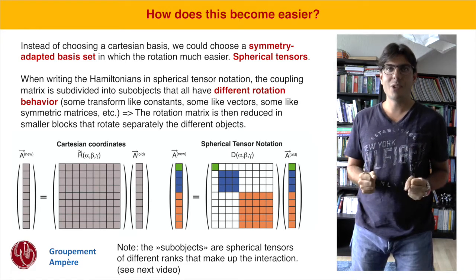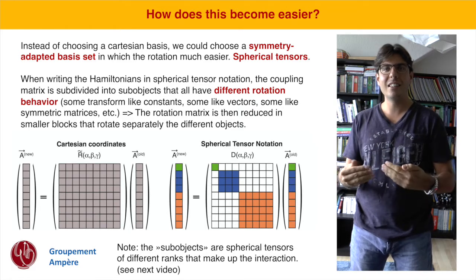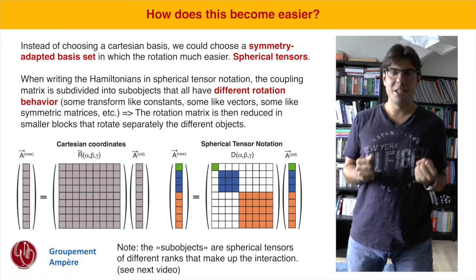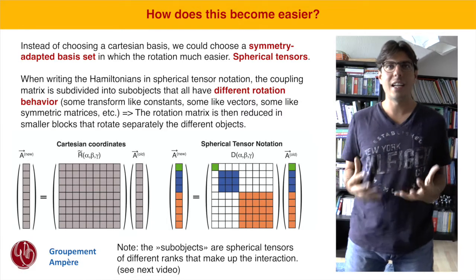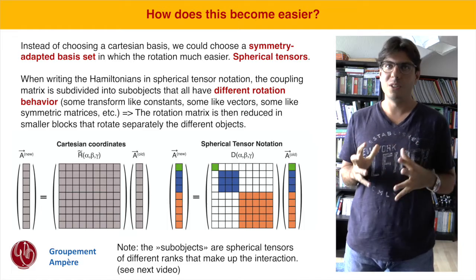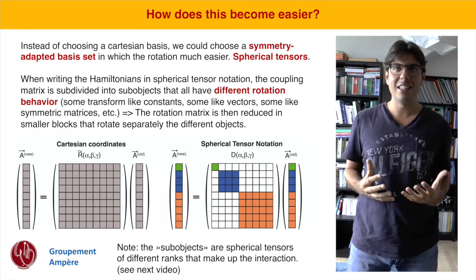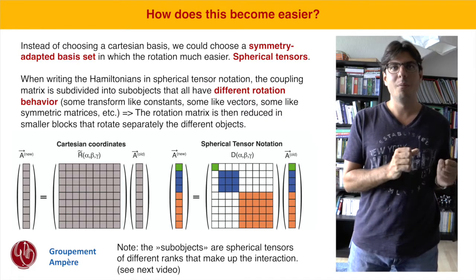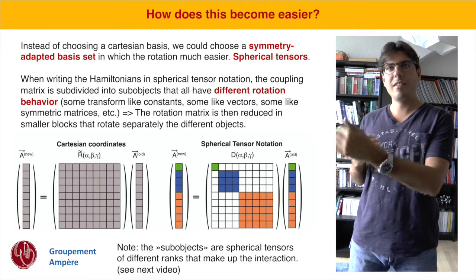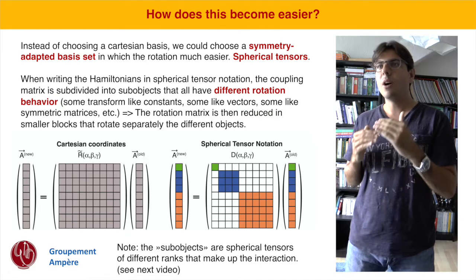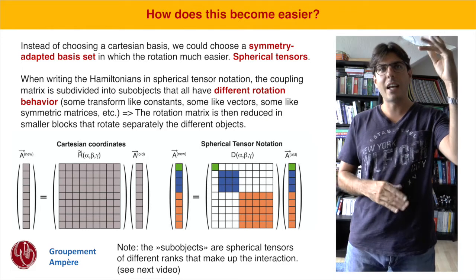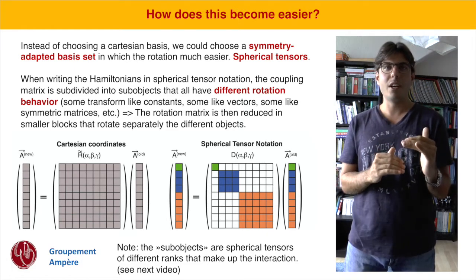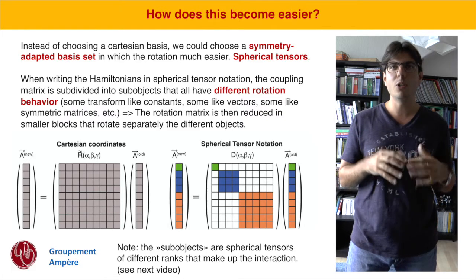And this symmetry adapted basis set is going to consist of the spherical tensors that we already mentioned a few times. So when you write your Hamiltonians in spherical tensor notation, which we're going to look at in a lot of detail in the next video, where we will formally learn how this is done and what we need to be aware of, you're actually taking your coupling matrix and dividing it into sub-objects. And each of these sub-objects has a different rotation behavior. What do we mean by that?